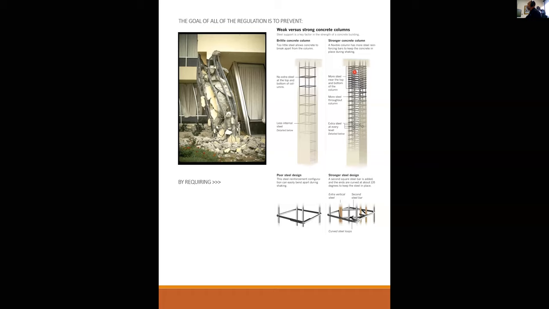And see how you got the closer tie spacing at the top and at the bottom of the column? And you have more longitudinal steel. You can't just use four corner bars anymore. You got to use multiple bars. And you have to have multiple legs of these hoops with these 135 degree ears on them to provide that confinement and the ductility to make these columns so much more robust and resilient to seismic energy. Okay, so that's the goal. That's why we went through what we just went through. This bad, this good.